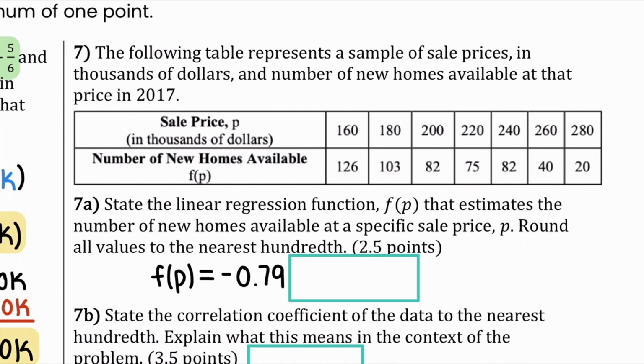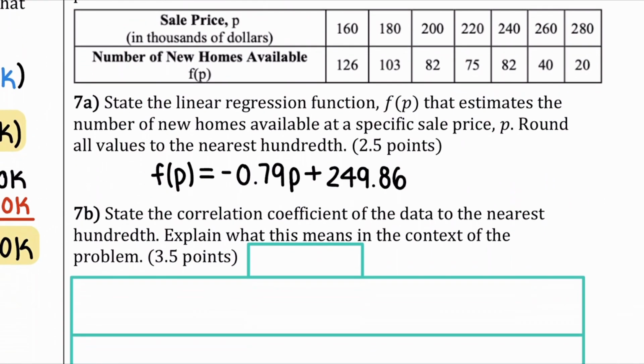But after the linear regression, we should have negative 0.79p plus 249.86. And so part B, they ask us to state the correlation coefficient, and we have to remember that is the R value. All that tells us is the strength and the direction of our linear regression.